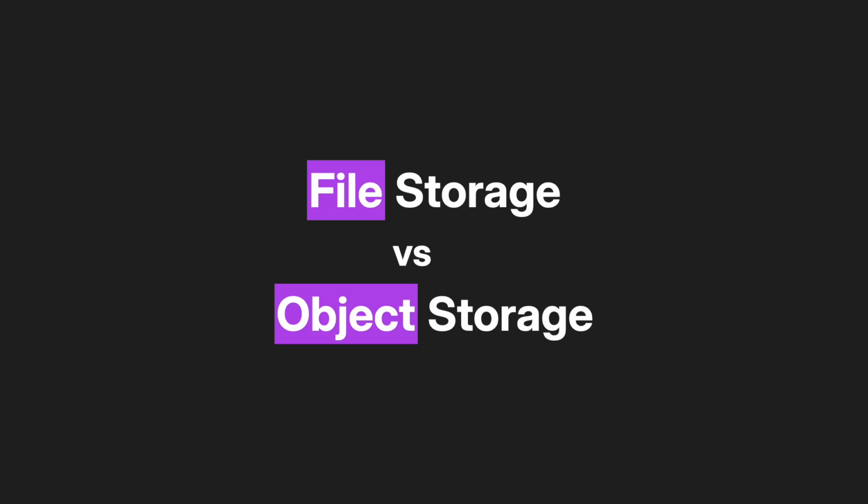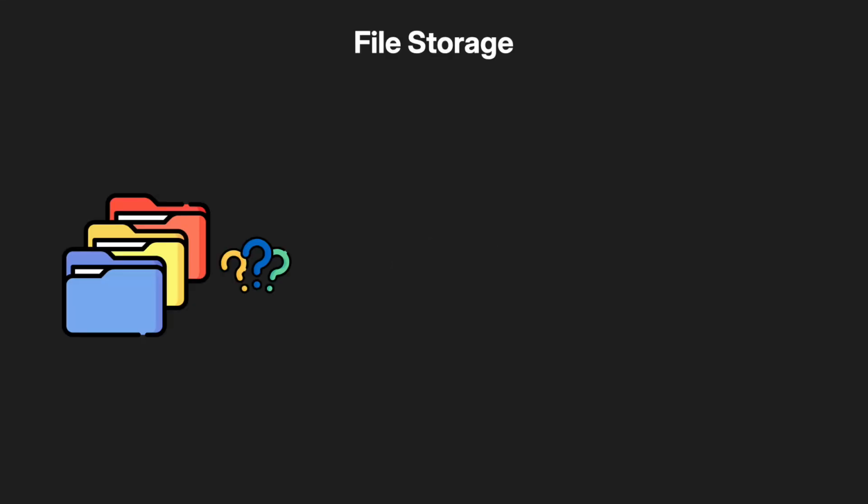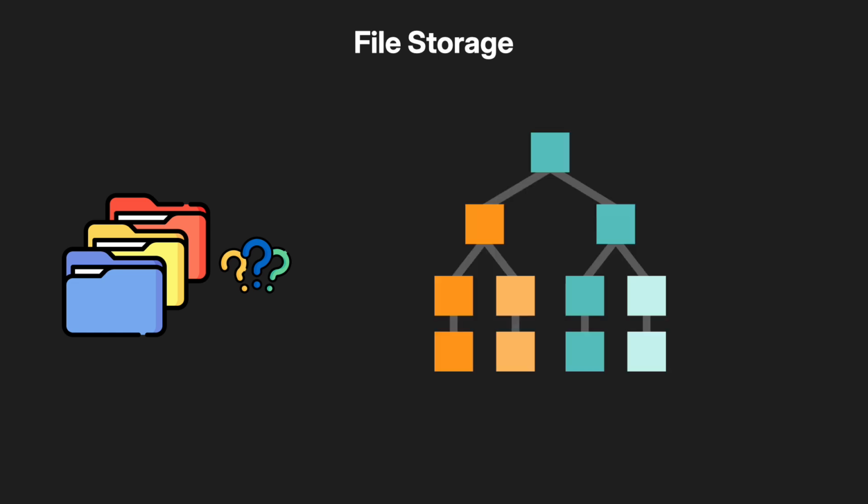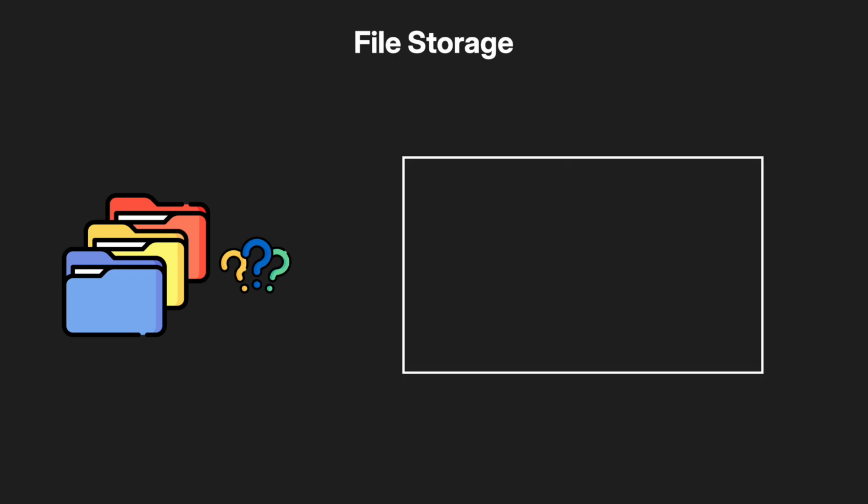Let's start with file storage. This is the traditional method of storing data, where files are organized in a hierarchical directory structure, much like the folders on your personal computer. Each file is accessed via a specific file path, such as /home/user/documents/file.txt. This structure makes it intuitive to locate and manage files.